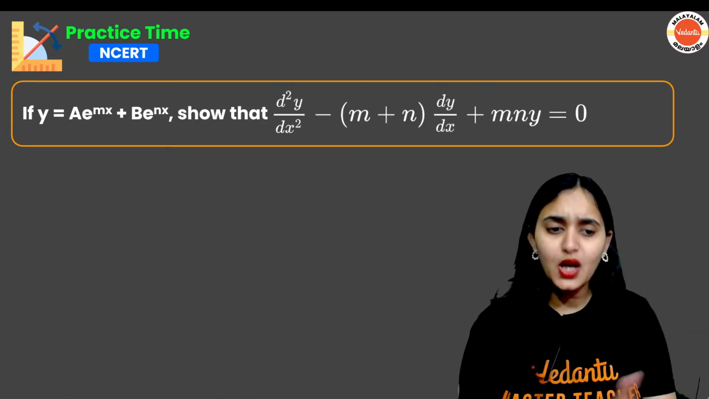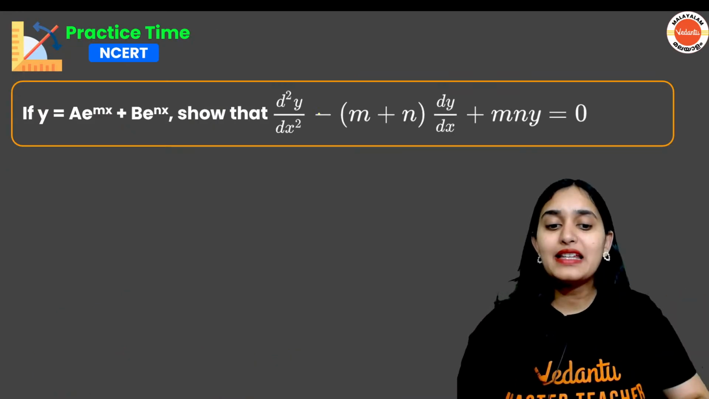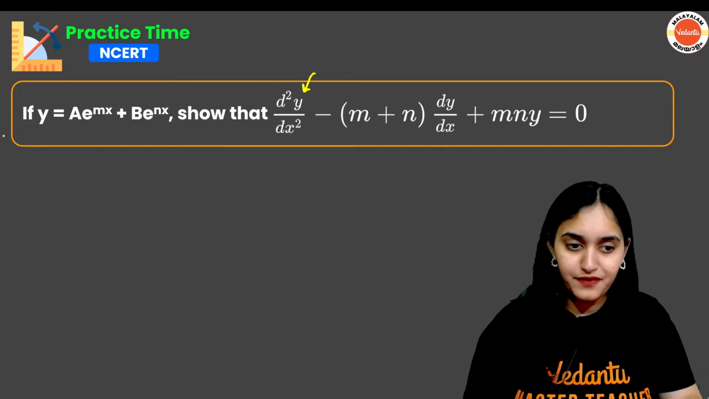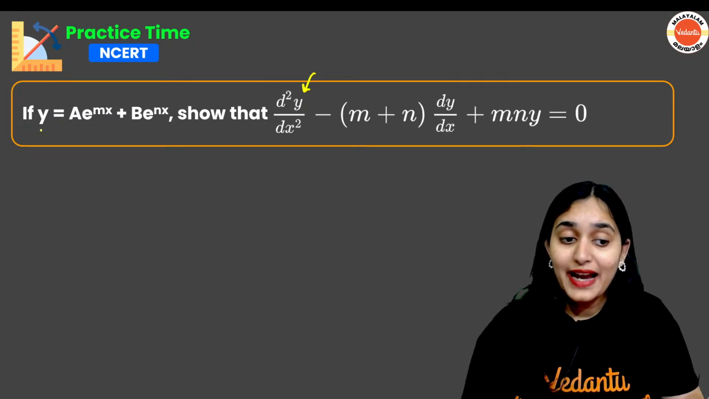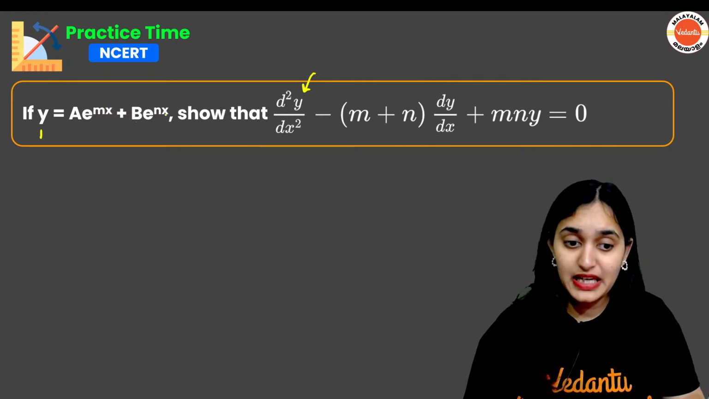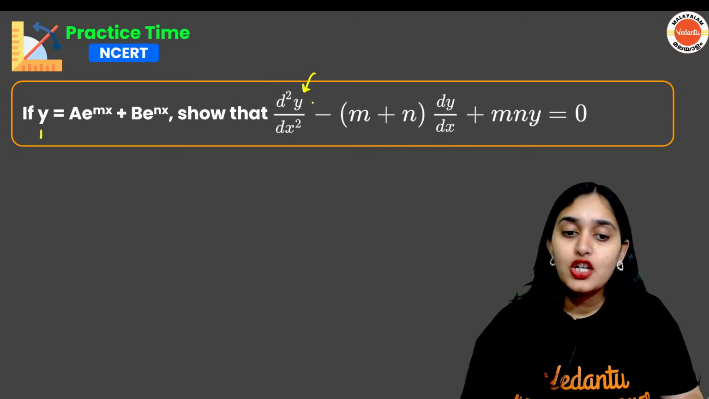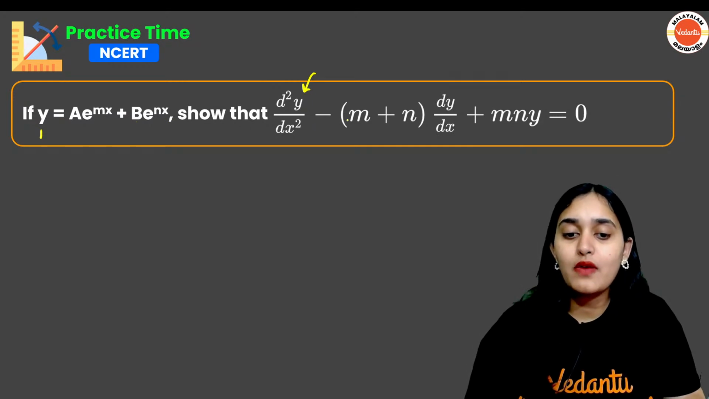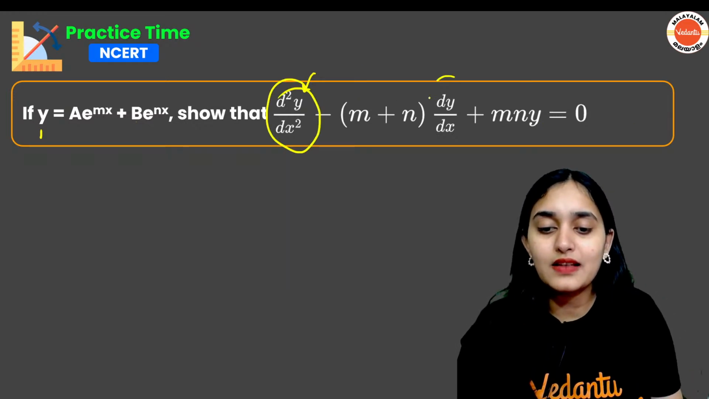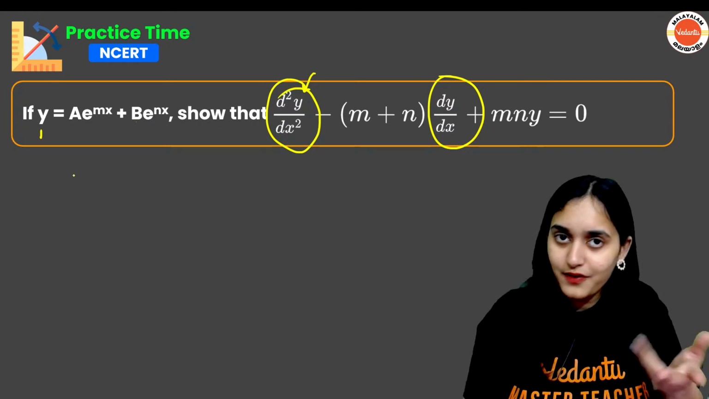Okay. One more question based on the second order derivative. Here, y is a function given as a into e to the power mx plus b into e to the power nx. Show that d square y by dx square minus (m plus n) dy by dx plus mn y is equal to 0. For showing this, first you find out what dy by dx and d square y by dx square are. First we have to calculate that.